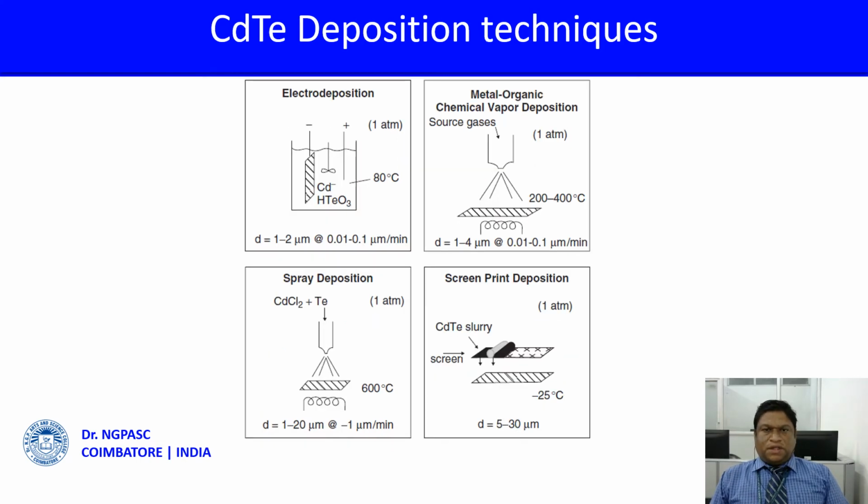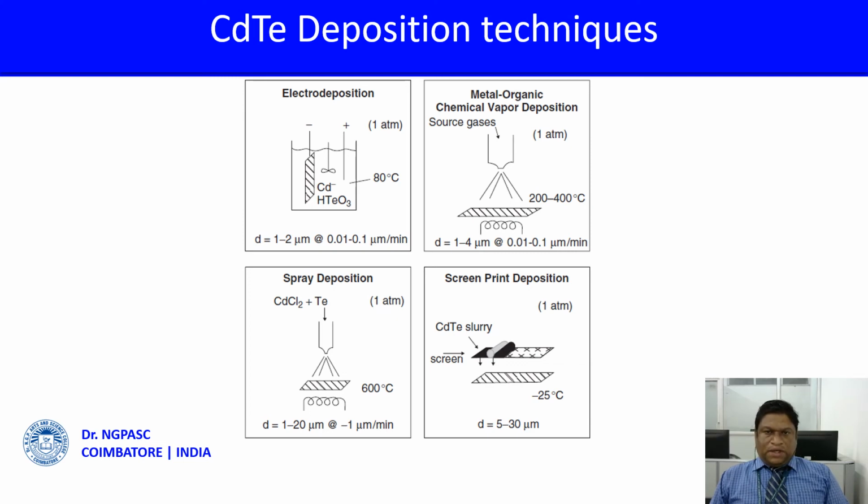Similarly, the fifth method for deposition of cadmium telluride is electrodeposition. Here there will be an electrolyte. In the presence of the electrolyte, there will be a platinum or some other anode, and at the cathode you will have a substrate and the cadmium telluride, with hydrogenated telluride material, and you will heat it up to some 80 degrees centigrade. These four are all atmospheric condition growth methods. The thickness will be around 1 to 2 micrometer at a rate of 0.01 to 0.1 micrometer per minute by the electrodeposition method.